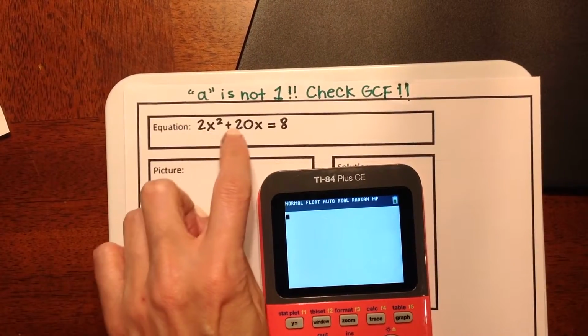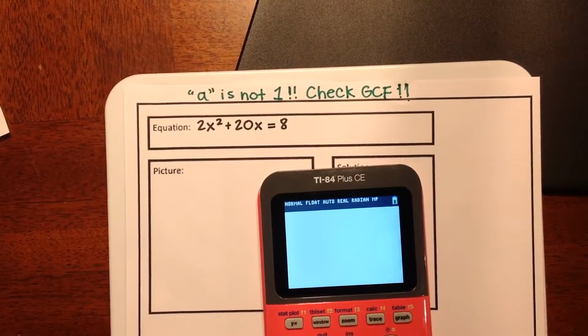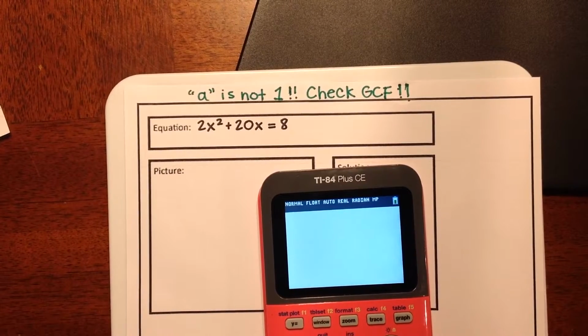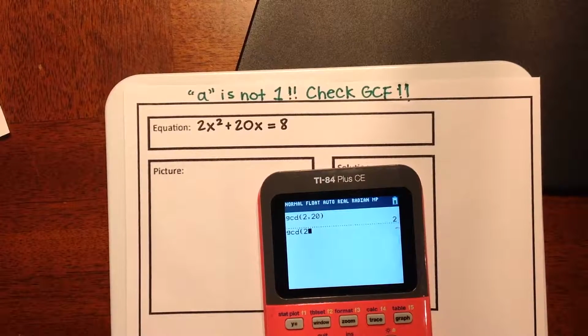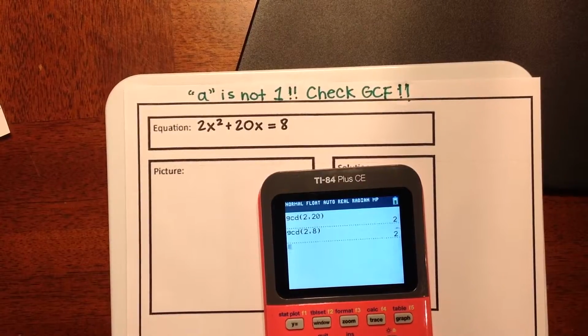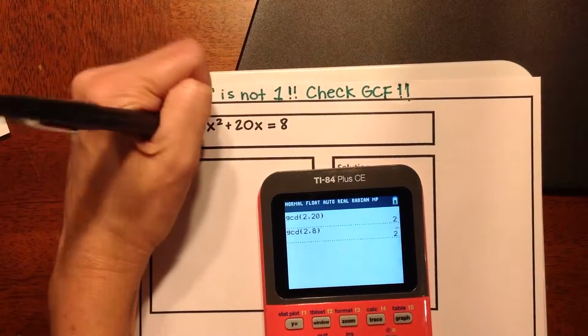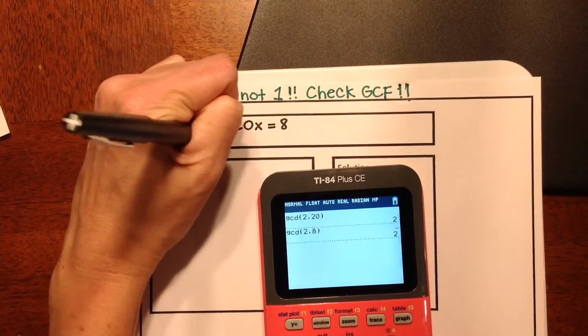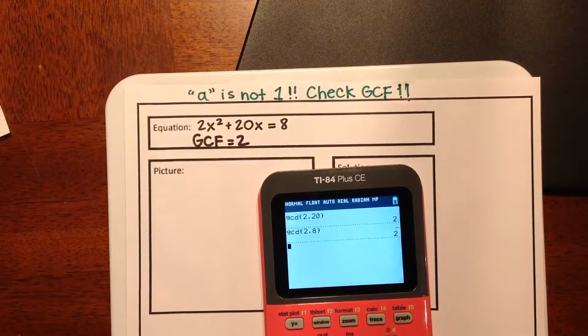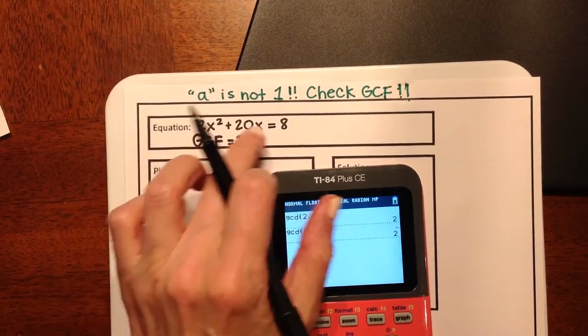We are going to check for 2, 20, and 8. Even though that constant is on the other side of the equals, we're still going to use that to find our GCF. So math over 9, we want to find the GCF of 2 and 20, which is 2. And math over 9, I'm going to use my first GCF answer with my third number, which is 8, and the GCF is 2. So I'm going to make a note of that.